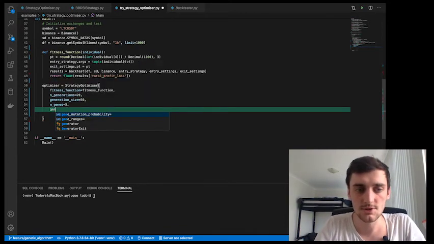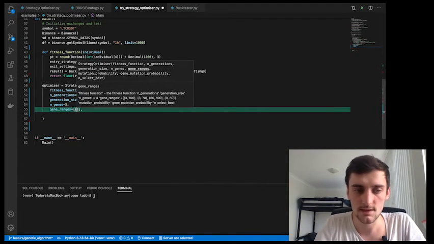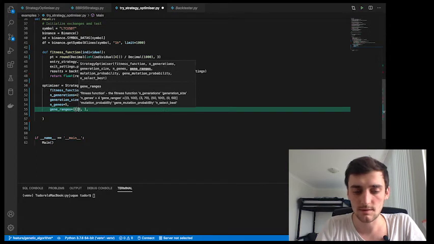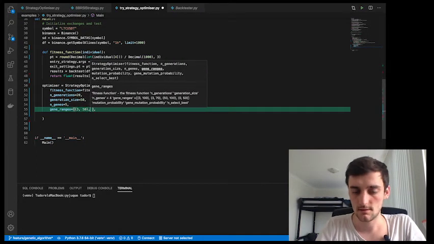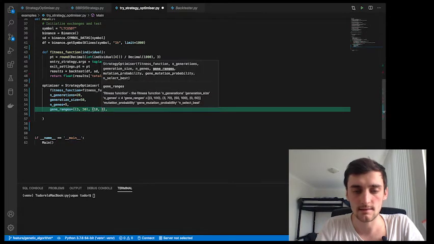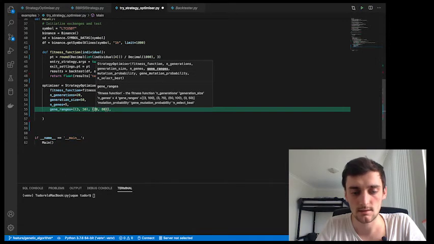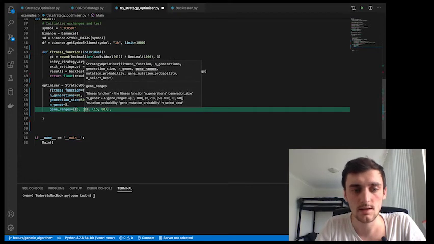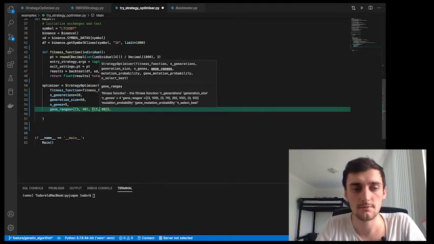And next, we have the gene ranges. The first 4 genes, as I said, the first one is RSI length. We want RSI length between 3 and 50. We want a Bollinger Band's length between, let's say, 10 and 80. Actually, 20 and 80. 15 and 80. So 3, let's just say 3 and 40 here.